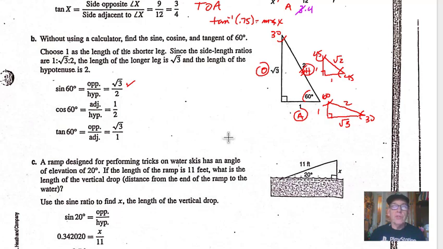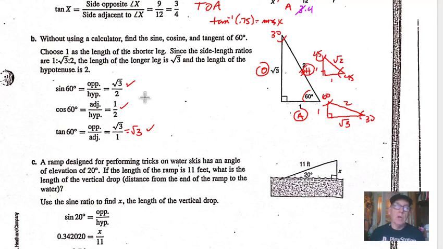If we're doing cosine of 60, here's our reference, we're doing adjacent over hypotenuse, we're doing 1/2. If we're doing tangent of 60, which is opposite over adjacent, we're doing root 3 over 1, which equals root 3. So that's how we would do those.